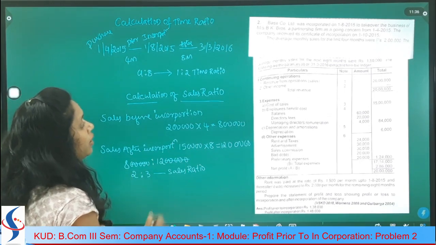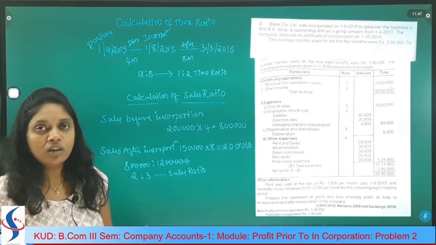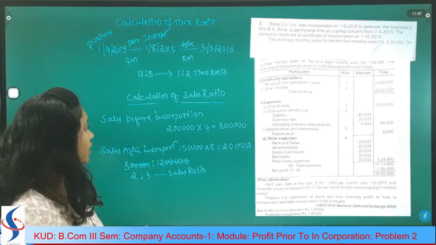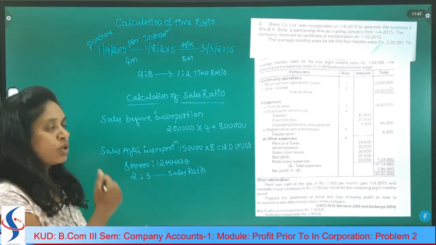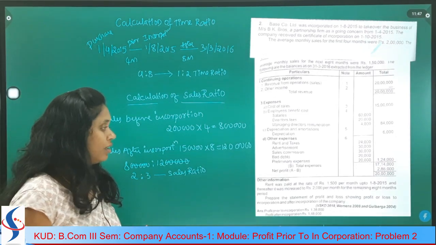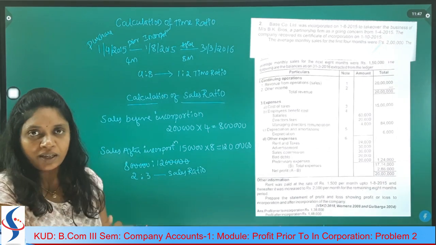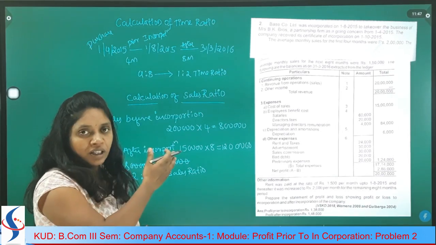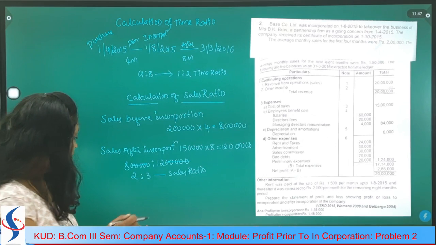So let us move on to preparation of the statement of profit and loss account. We will recall again what we did. We are done with the time ratio calculation. We are done with the sales ratio calculation. Then let us move on to preparation of the statement of profit and loss account. In the description box, the question will be attached. The entire solution will be there. If you are solving the question along with me, you can just refer to that question by taking a screenshot, because I am using the question from my mobile for my reference.